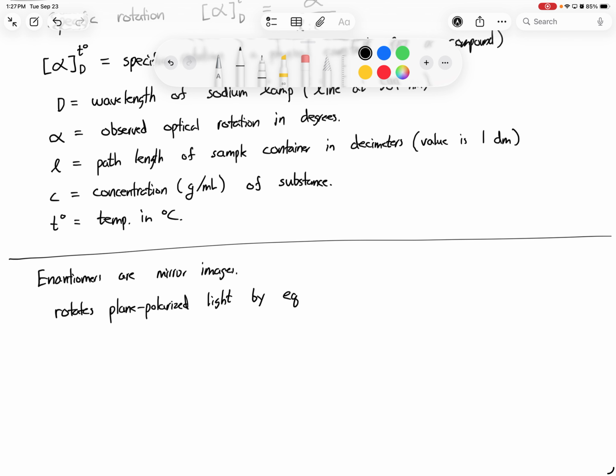By equal amounts, okay, but in opposite directions.